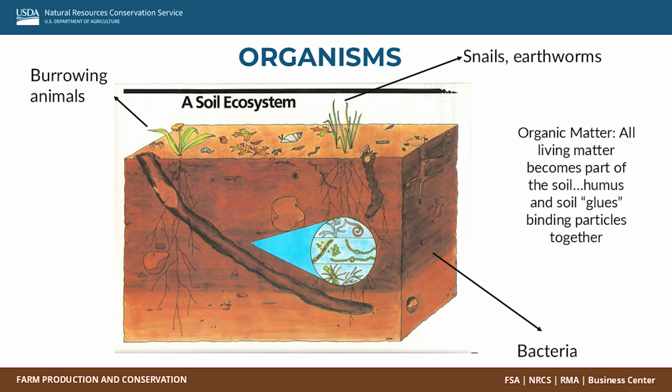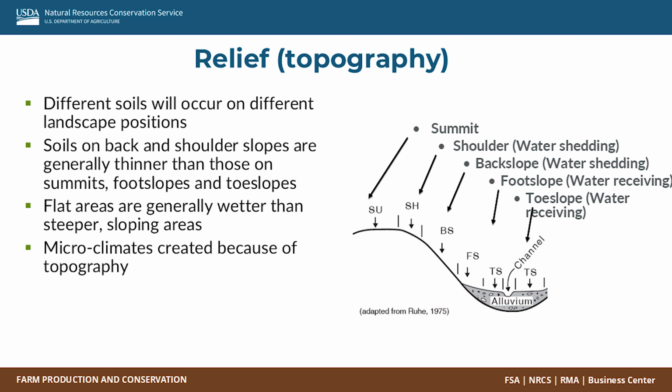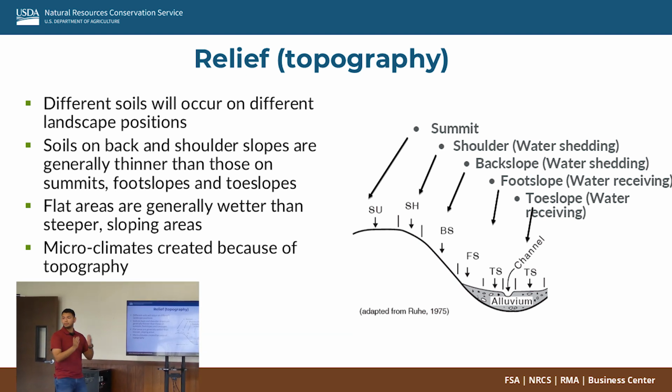So something to note. With relief or topography, basically it's just the slope of the land, the general configuration. If you're going to take anything from this slide, just know that when you have low-lying areas, you're probably going to have more developed soils and deeper soils, while on shoulders or back slopes, you're going to have thinner soils, as these areas are less water receiving. And kind of getting back to that, water makes a lot of reactions go, right?